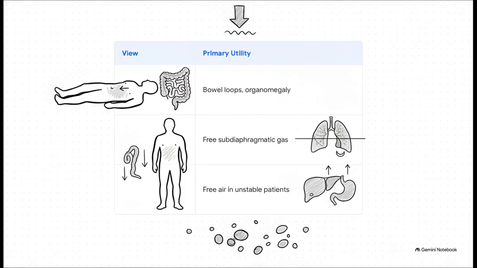Well, then we use the left lateral decubitus, or LLD view. The patient lies on their left side for about 10 to 15 minutes, which allows any free air to rise and pool between the right liver border and the abdominal wall. And why the left side down? It's a neat trick. It prevents free air from being confused with the normal stomach gas bubble.